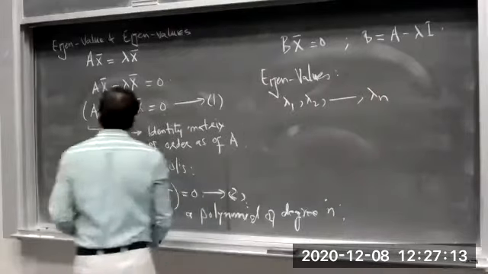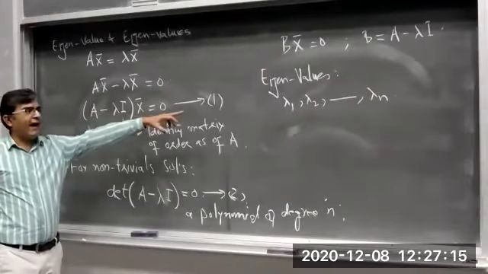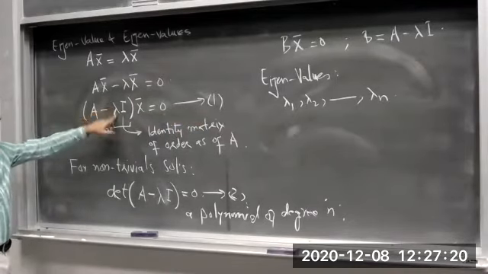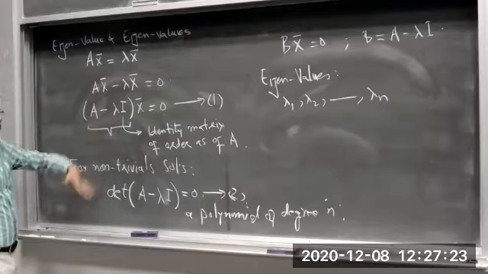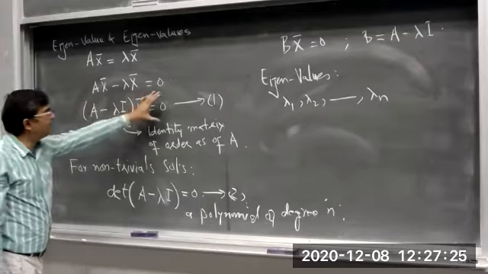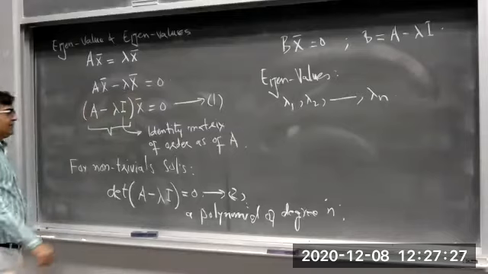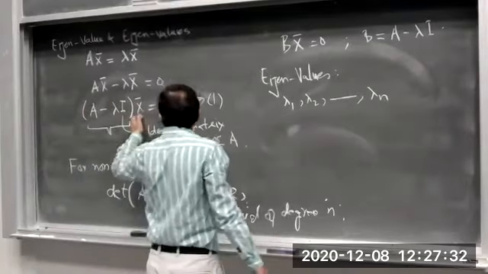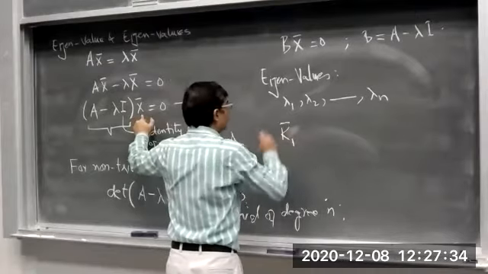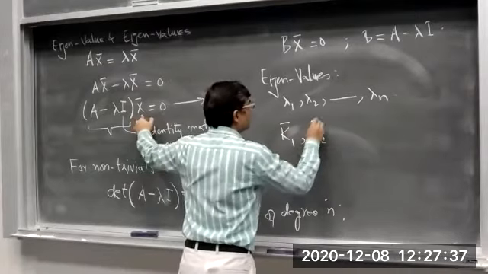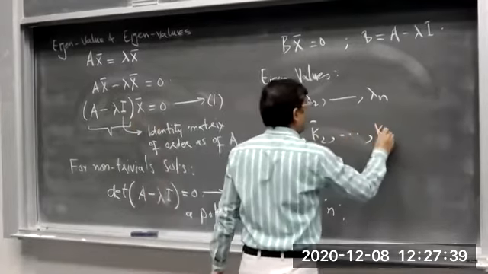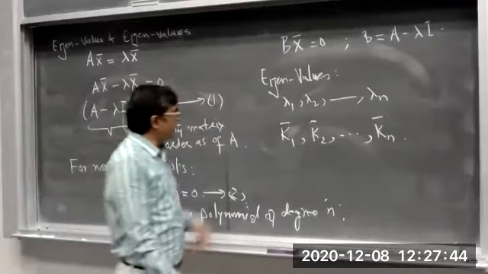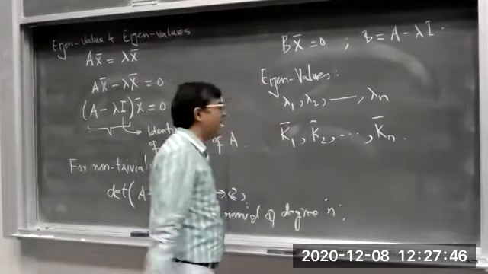And by inserting the values of lambdas one by one here in this equation, lambda 1, lambda 2, lambda 3, lambda 4, and so on, lambda n, we get n linear systems. After solving these linear systems, we can obtain an eigenvector, for example, k1 corresponding to lambda 1, k2 corresponding to lambda 2, and so on, kn corresponding to lambda n. This is how we can find eigenvalues and eigenvectors.